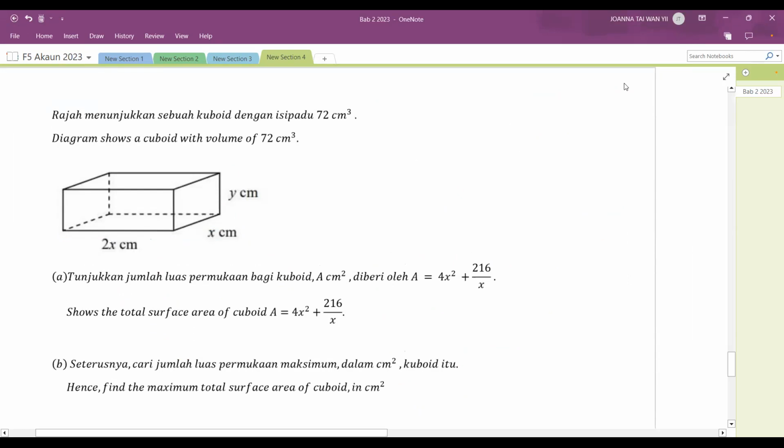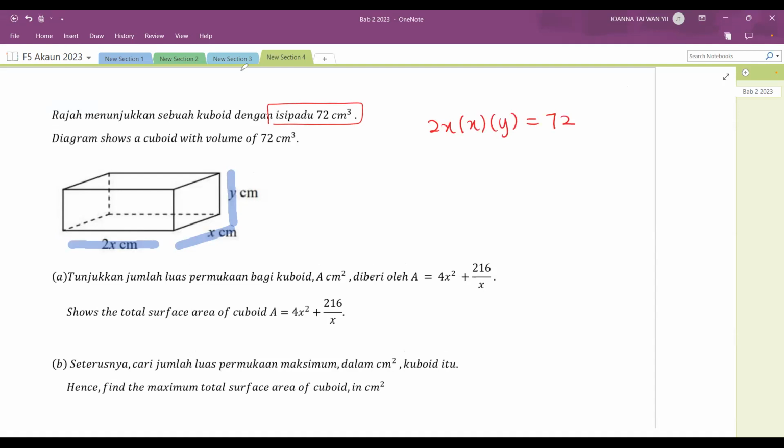Okay, so sini dia sudah bagi kamu semua dimensi kan? All the dimension. They told you the total volume is 72. How to find volume? Macam mana cari isi padu? Panjang darab lebar darab tinggi. Right? So, the total volume is 2x times x times y equals to 72. Maksudnya sini 2x kuasa 2, y, 72. So, y is what? Y is 72 over 2x squared, right? So, 72 bahagi 2 dapat 36.